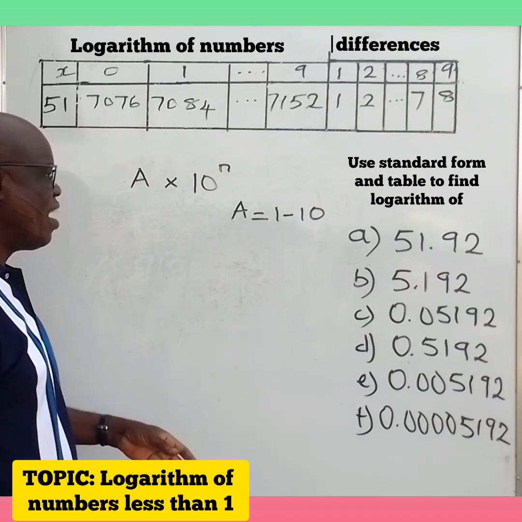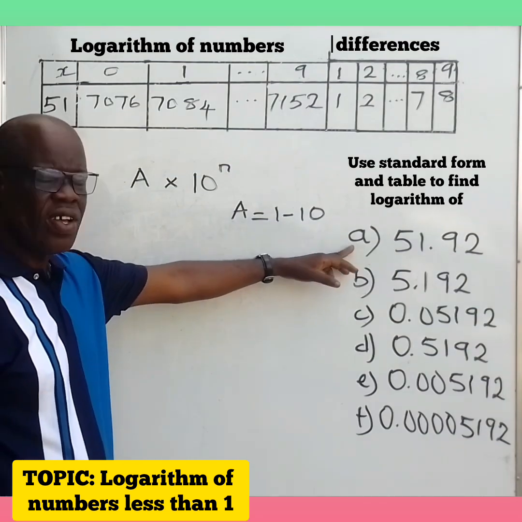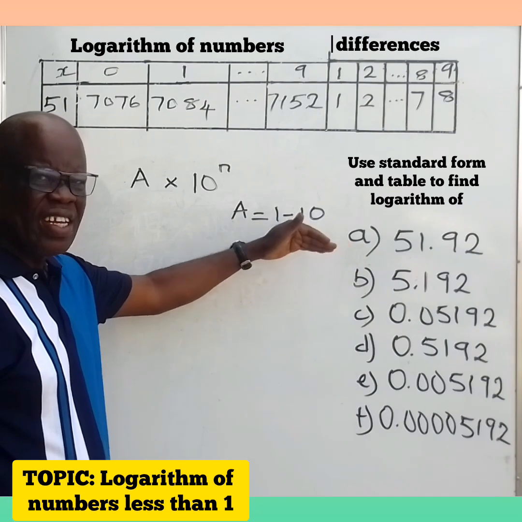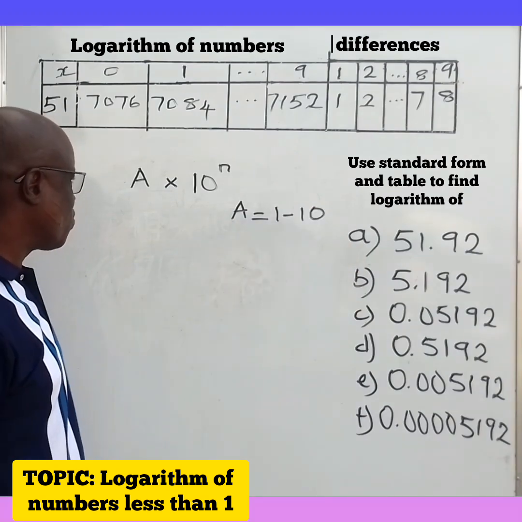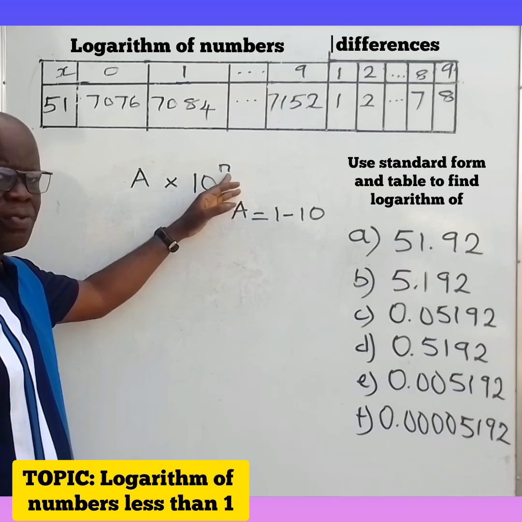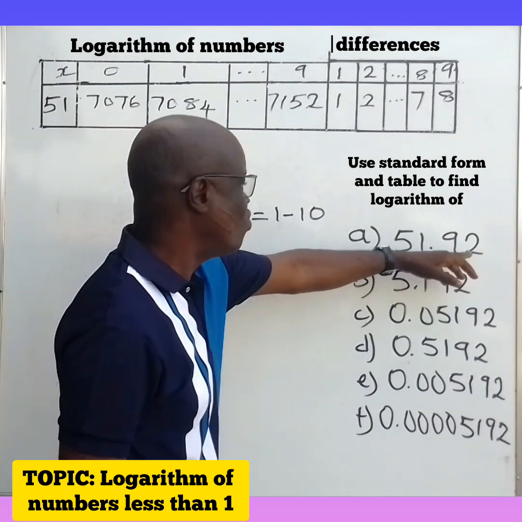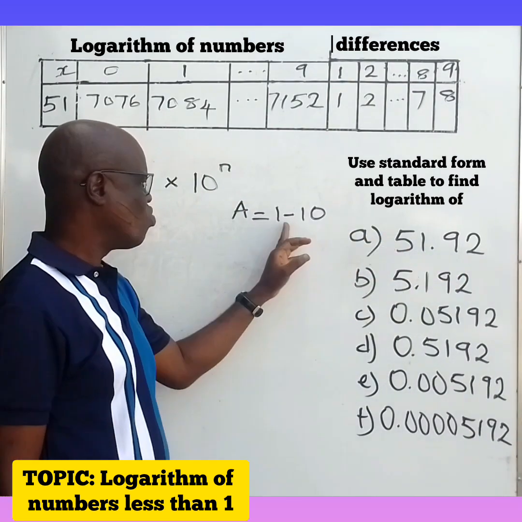Now, since you are asked to find the logarithm using the standard form, the first thing is that we take this one to standard form. Then we now define the logarithm table. So the standard form must conform to this: A multiplied by 10 raised to the power n, where A is between 1 and 10. The meaning of that is that this 51.92 must be between 1 and 10.